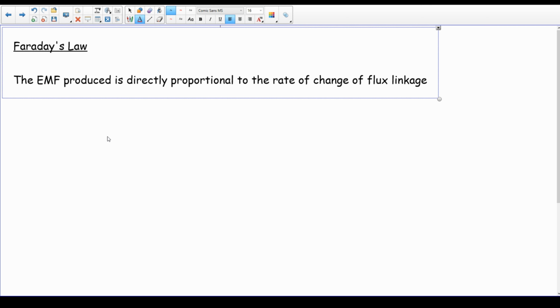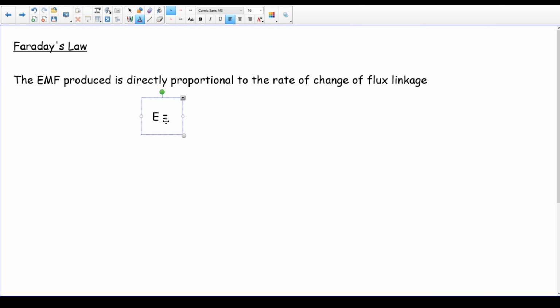And that is Faraday's law, and we need to be able to state it. Faraday's law says the EMF produced is directly proportional to the rate of change of flux linkage. Written in its truest form then, we have that E for EMF is equal to the rate of change with respect to time, so that's the d by dt, of flux linkage, n phi.